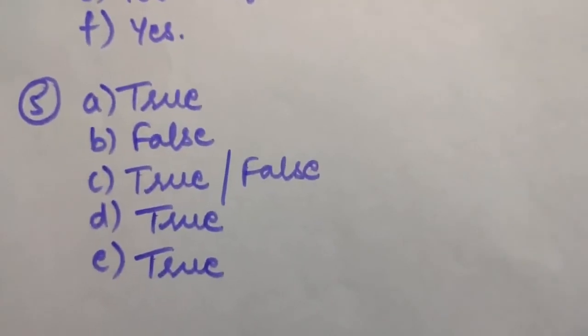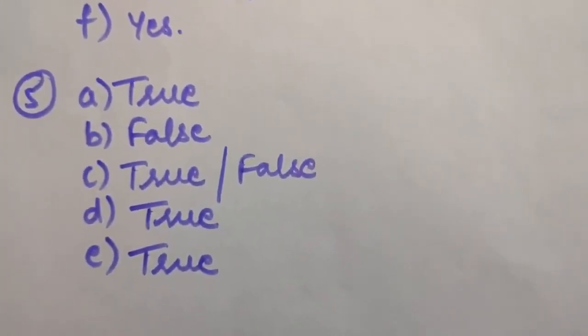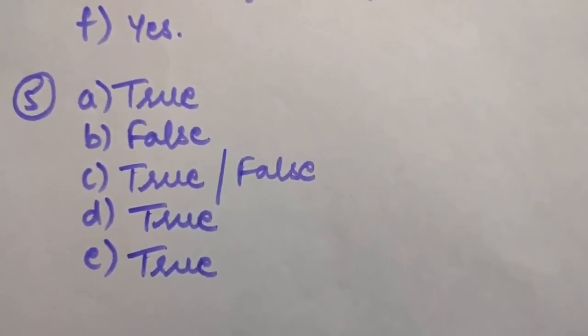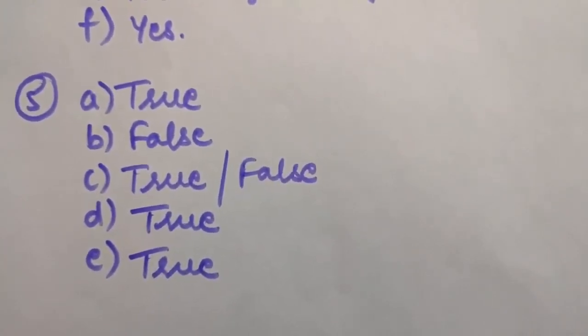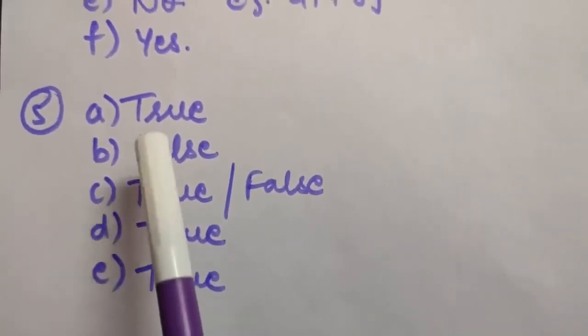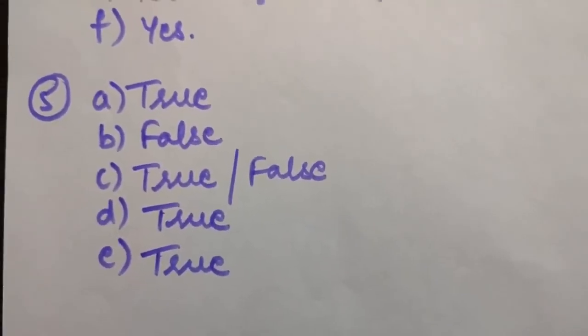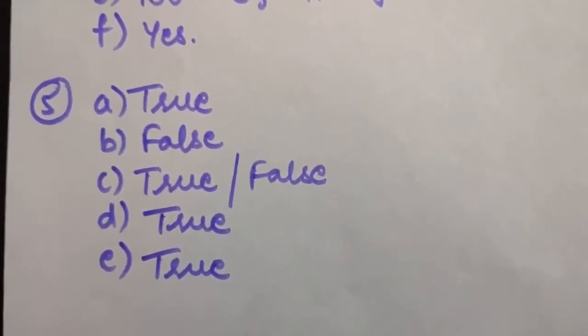Okay, so the fifth question says read each statement below carefully and state with reasons whether it is true or false. The A part says the magnitude of a vector is always a scalar quantity. So that is true, because as you have calculated the magnitude of various vectors, they have always come to be a scalar quantity.